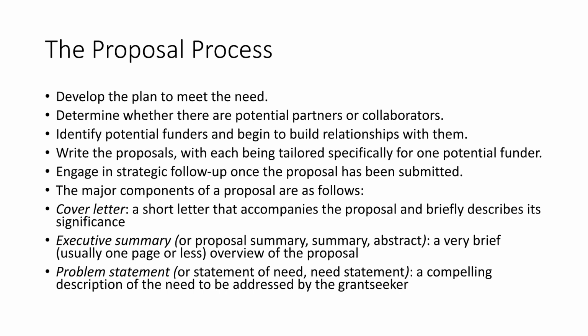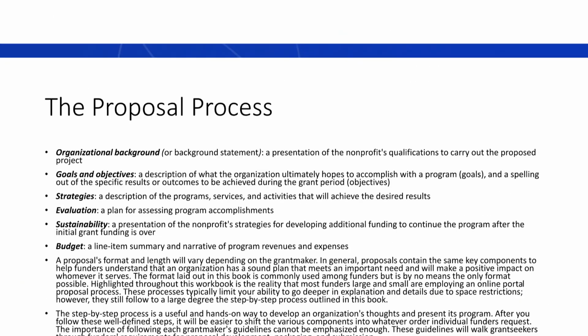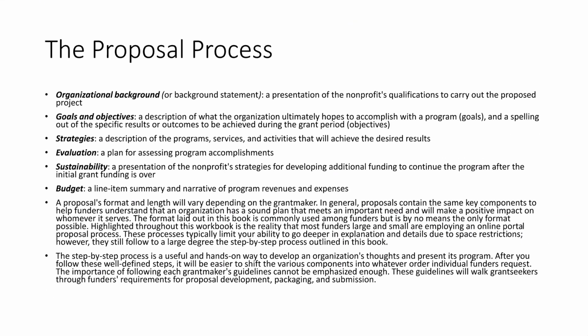And again, there are different components of a proposal. For example, it starts with a cover letter, an executive summary, a problem statement and things like that. So continuing with the proposal process, you will have organizational background, goals and objectives, strategies, evaluation, sustainability, and then budget: how you are going to spend the money if you are funded. That has to be very practical and to the point, and you should look very trustworthy on that. Okay, so these are the things you might want to take a look at. If you even go to YouTube and search for the proposal writing process, or how to write a grant proposal, you can get tons of information on that as well.